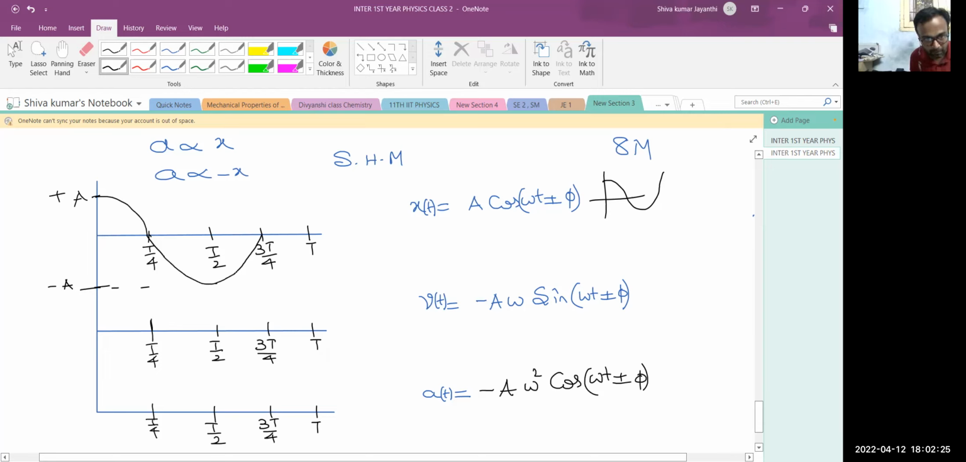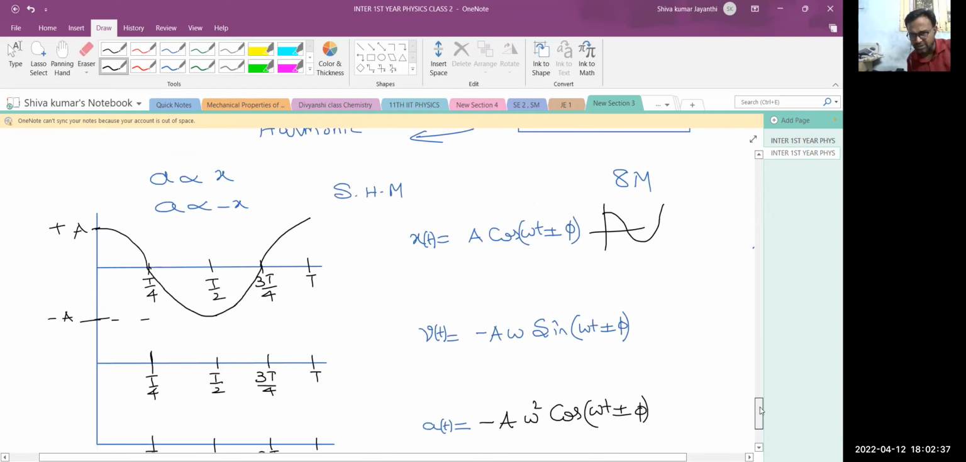Yeah. That's good enough. Now, at 3T by 4, it will become 0. And then at T, it again goes to extreme. Yes? This is how it should be. Yeah, the same thing. Do you see this? This is also cos and this is also cos. Yes or no?